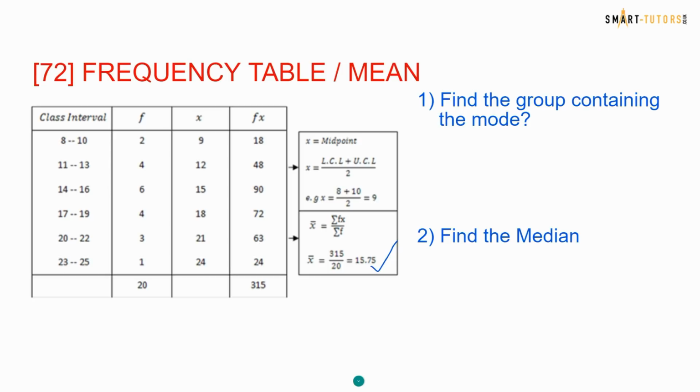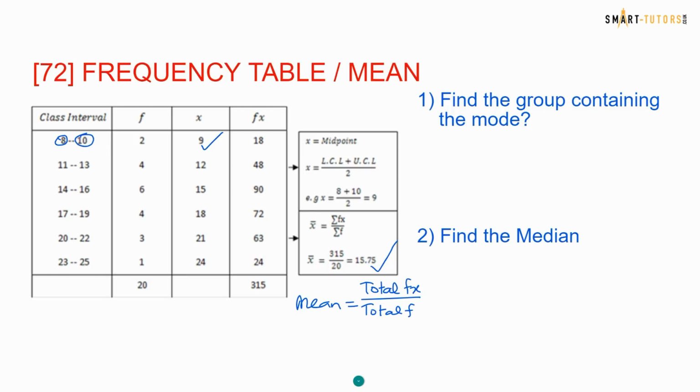For the midpoint, you need to add the 8 and 10, which is 18, divide by 2 is 9. And how to find out the mean? The mean is total fx divided by total f.